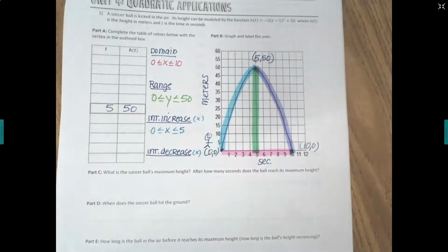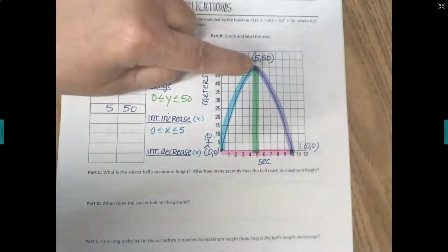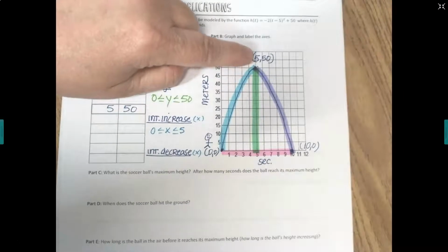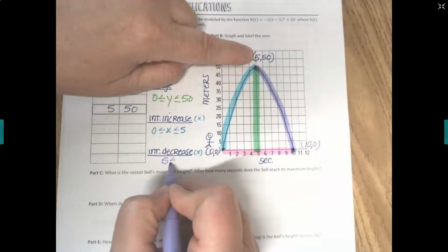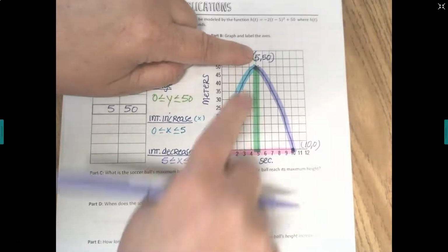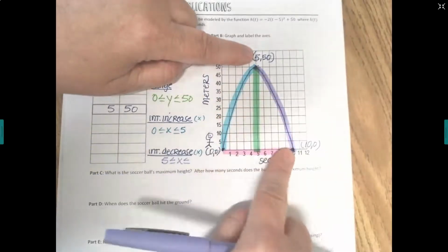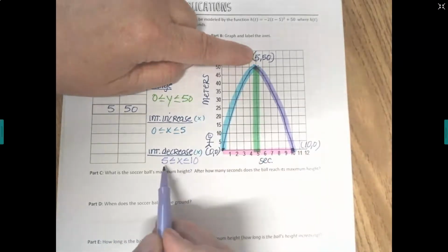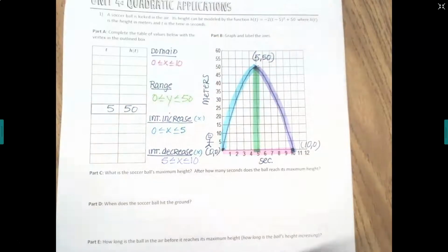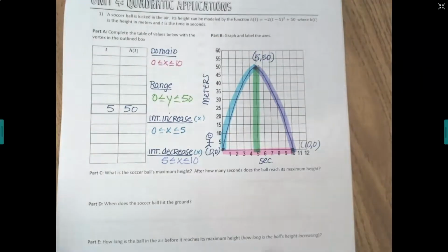Okay, so let's take a look. We're still talking about x values. It's at the vertex, so we're talking about it's at 5 because we're talking about x values. And it keeps traveling, traveling, traveling, and it stops here where x is 10. So between 5 and 10 seconds, the ball is going down, is what this is telling us.